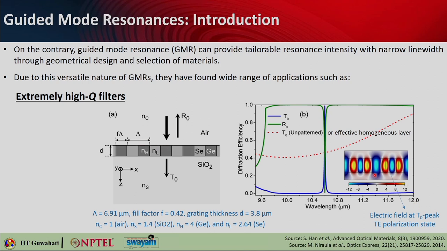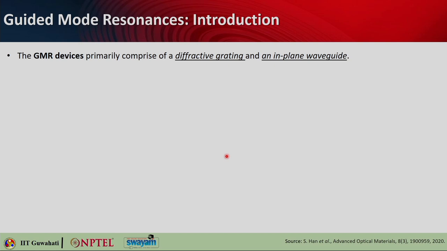You can also look into the electric field profile at the peak wavelength of T0, and that corresponds to the T polarization state. And what is this dashed line? That is the effective homogeneous layer. Here you don't see any kind of resonance. So the resonance comes from the grating, and the grating does something because of which you are able to allow only one particular wavelength to pass through, and all the remaining are reflected. There is something very interesting about this phenomenon. As you see, GMR devices primarily consist of a diffractive grating, and then you have an in-plane waveguide.